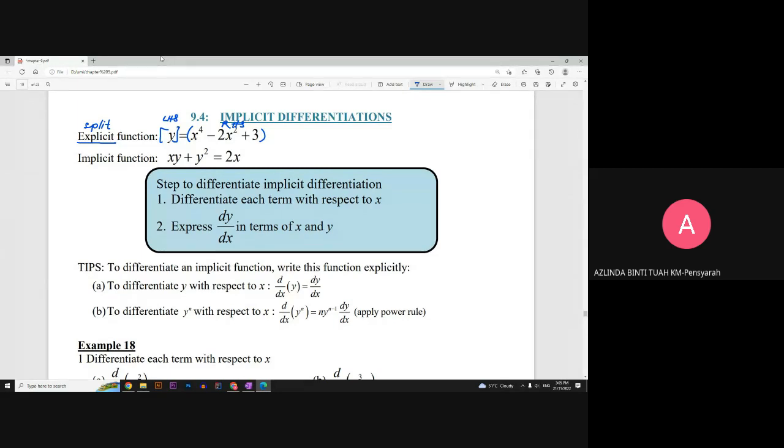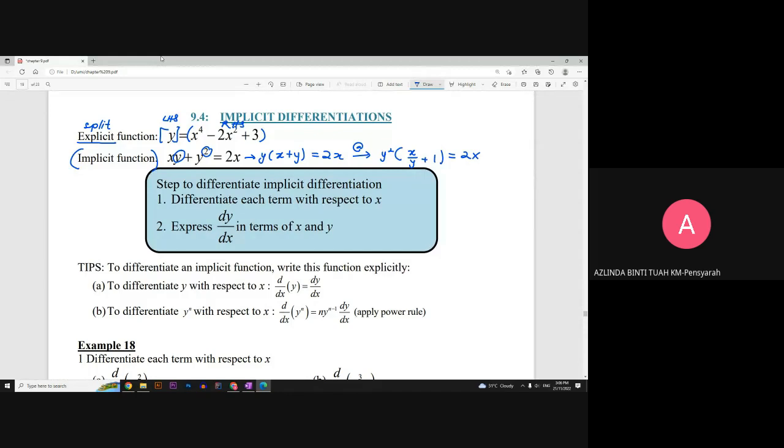So in whatever way, apa-apa cara pun kamu try untuk separate x dengan y, dia tidak akan berjaya. Contoh kalau yang macam ni, if I factorize out y, I still can get y. Y factorized out and I'm going to get x plus y equals to 2x. So kalau keluarkan y squared pun, I'm going to get x over y plus 1 equals 2x. So apa-apa cara pun kita nak separate x dengan y tidak akan berjaya. Jadi itu kita panggil dia sebagai implicit differentiation.